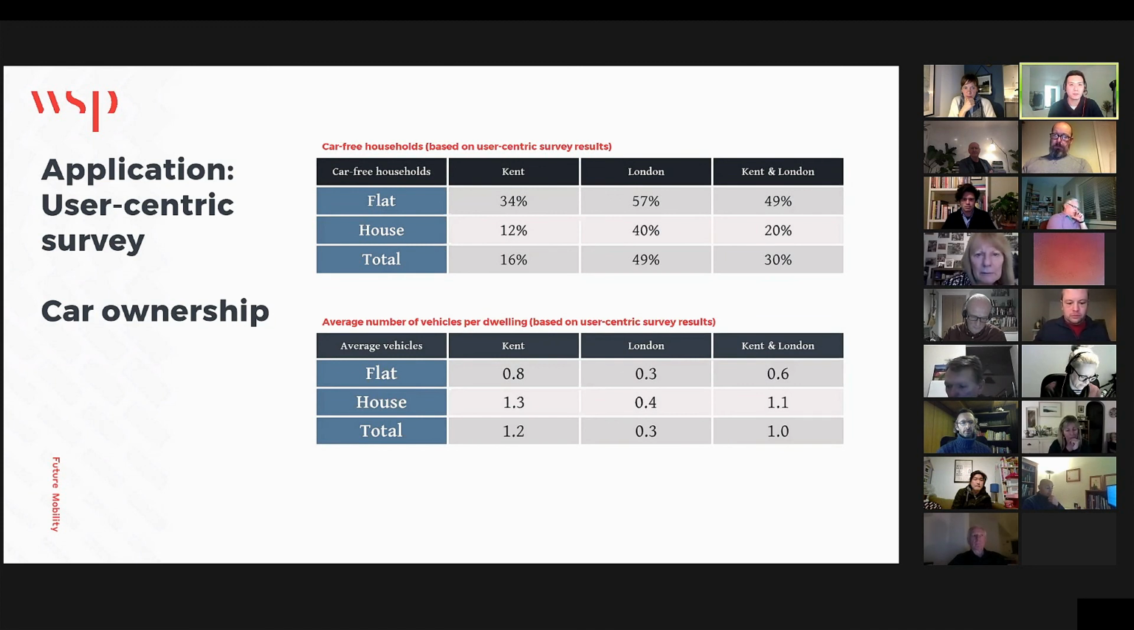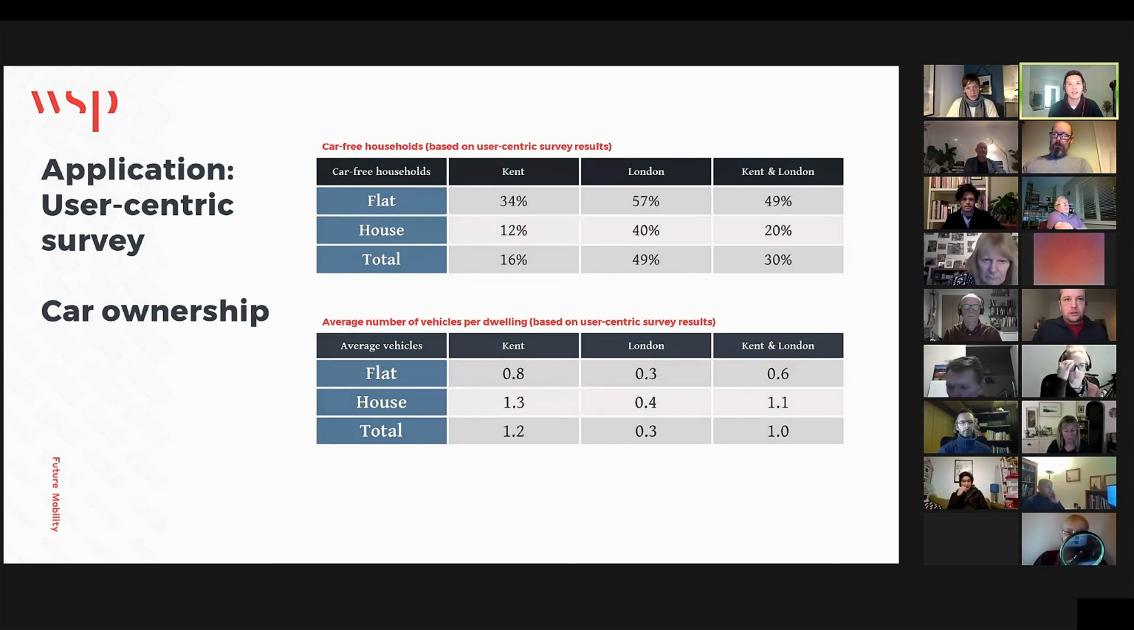The top table is taken from that user-centric survey, so the 2,600 people. It's working out the proportion of car-free households. The rows down the left are flats, houses, and the combined, so the total. And then looking at Kent, London, and then the combined of London and Kent. What's quite interesting is that, for example, 34% of respondents who live in a flat are car-free households. In London, that rises to 57%.